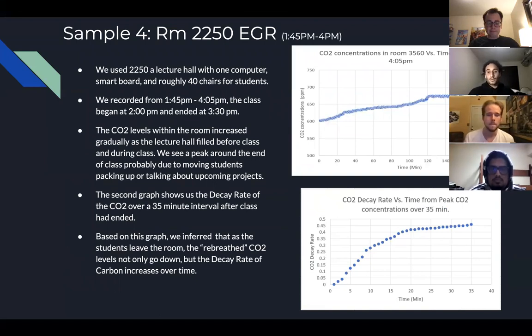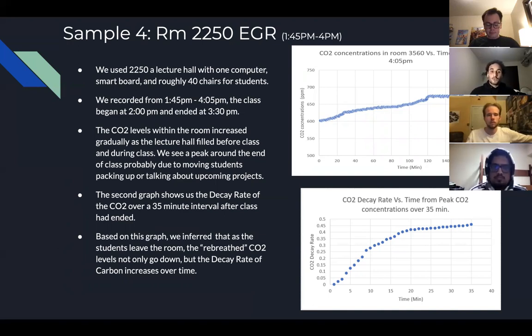For the 4th sample that we used, I did the monitoring in room 2250 of the engineering building. It's a lecture hall with only 1 computer for professor use and around 40 chairs for students. I monitored this a little bit before my class time and a little bit after, to see the way that CO2 reacted after students came into the room as well as left. There were only about 20 students in the room, with 1 leaving halfway through.